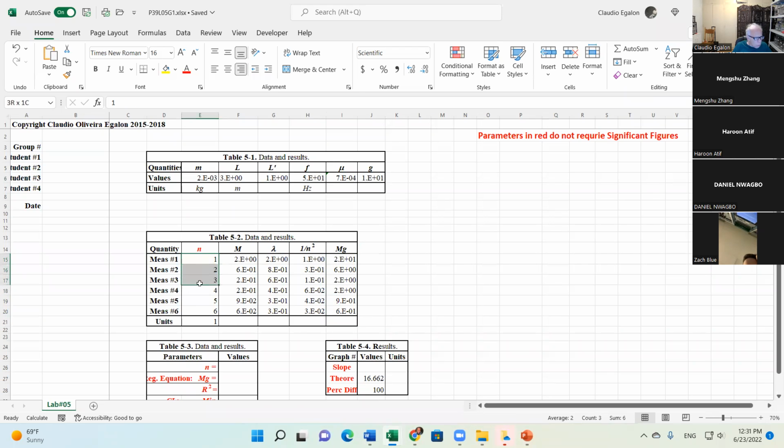That's going to control the mode that's vibrating for a given length, and you will be able to measure the wavelength. Very important to note: only certain weights, only certain values of tension, will generate a mode of vibration.